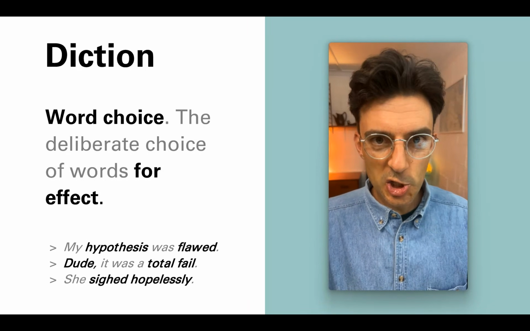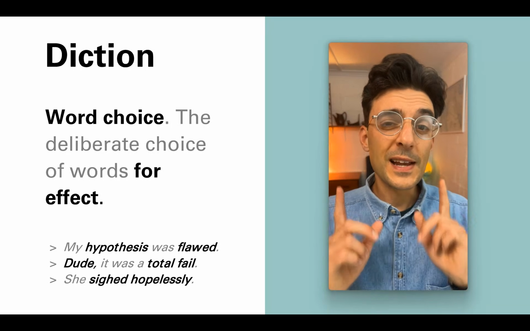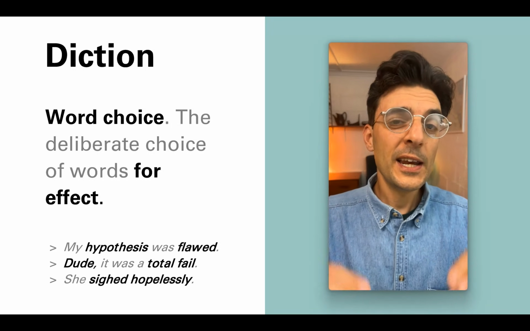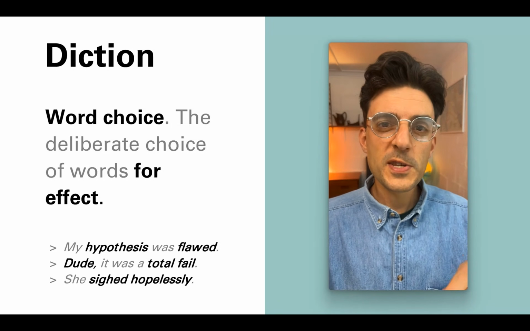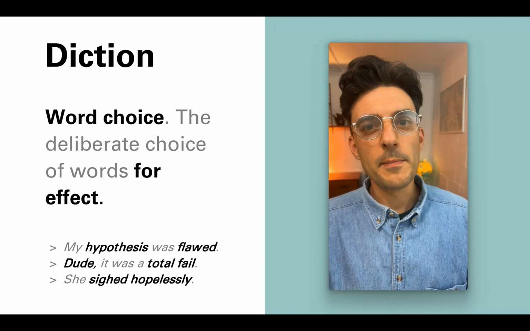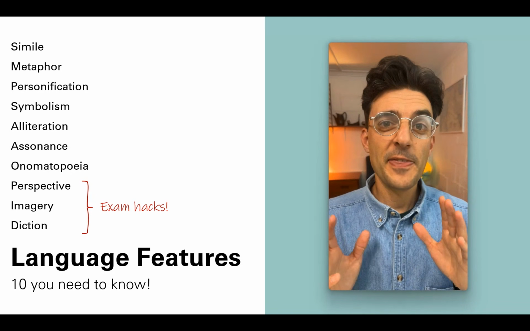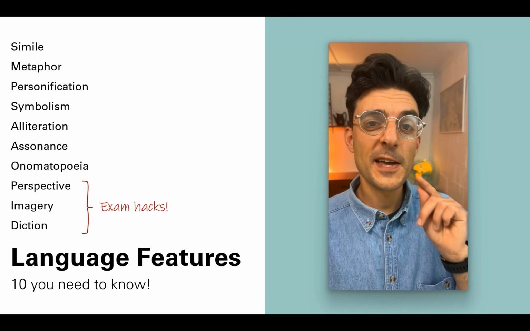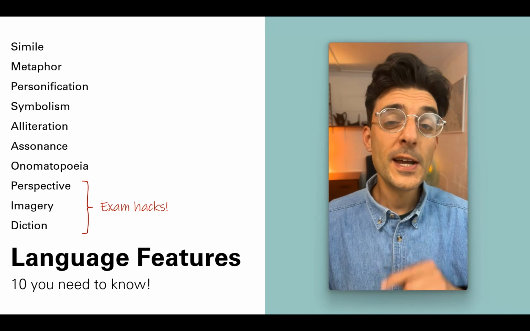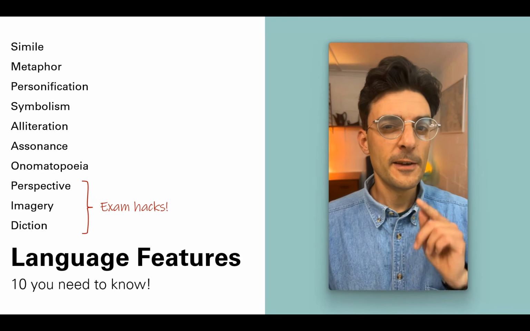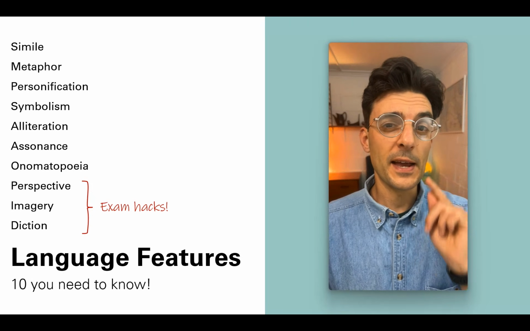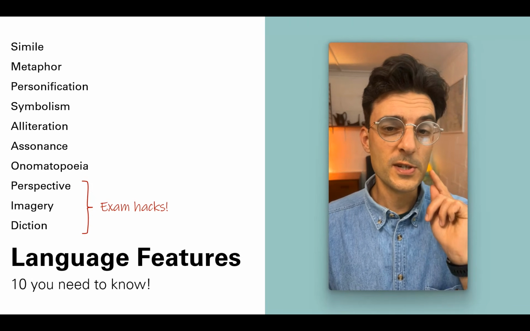So what is diction? It's word choice. This allows you to discuss literally any word that the writer has chosen and talk to me about why it might be important and what effect it has on you. Diction. And that was 10 language features that you need to know, including 3 that could really save the day if you get stuck in an exam and can't think of anything to discuss.